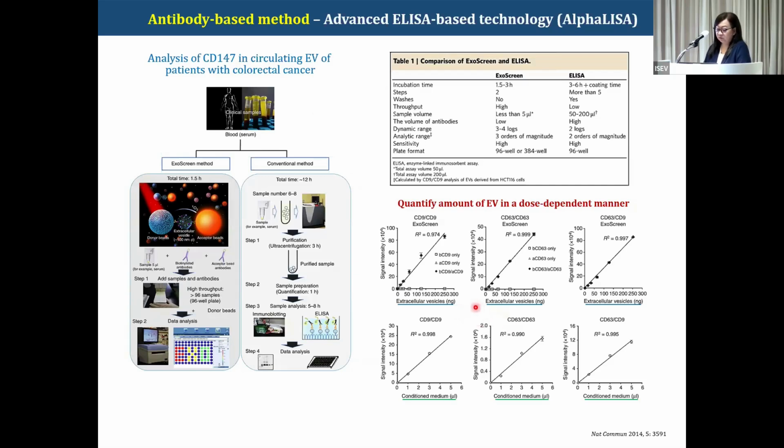So from this graph, you can see that AlphaLISA was able to quantify the amount of purified EVs in a dose-dependent manner. It could also detect the presence of EVs in culture medium without the isolation of EVs, suggesting that it is a feasible way to quantify EVs without the need of EV purification.